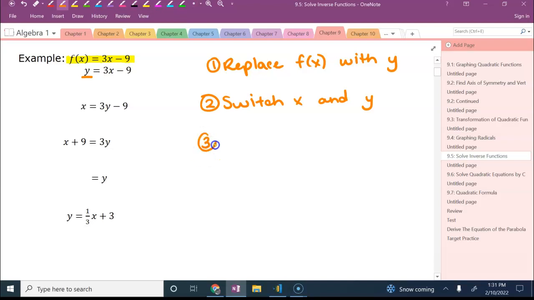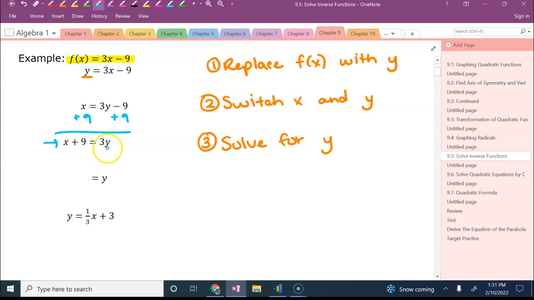Step 3, and this is probably where the bulk of the work is going to be, is you want to solve for y. Because I moved the 3 over here by the y, I now need to think about how I am going to get this y by itself. So the first thing that you can see they did is they added 9 over to that x, and they got this equation: x plus 9 equals 3y.